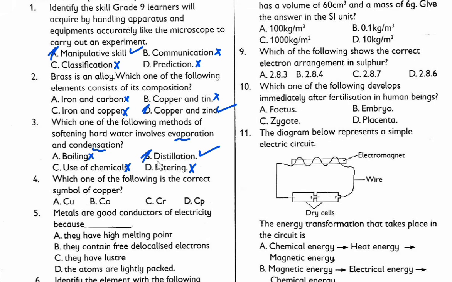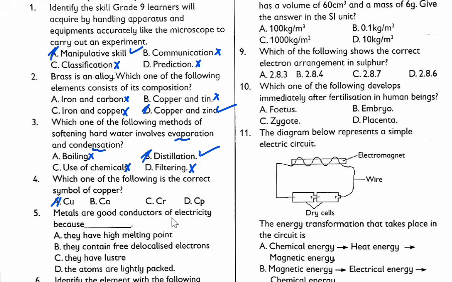Which one of the following is the correct symbol for copper? A, Cu. B, Co. C, Cr. D, Cp. So you know that the symbol for copper is Cu, and therefore the correct option is A. Let us go on to number 5.